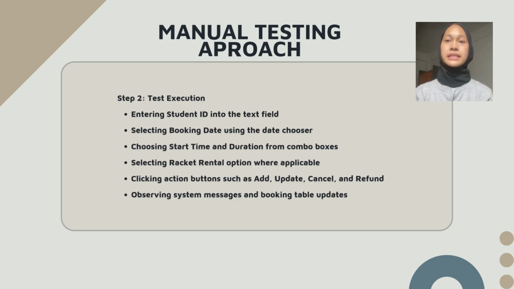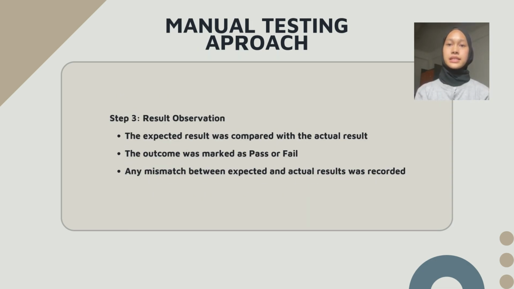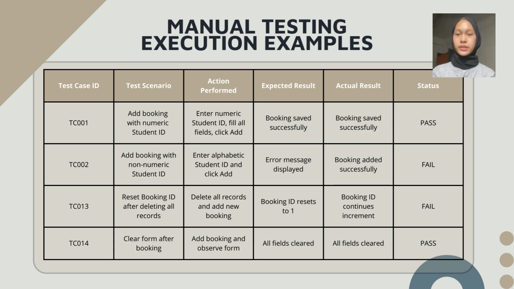Step 2 is test execution, where the actions performed during testing are entering student ID, selecting booking date, start time and duration, choosing record rental option, and clicking buttons like add, update, cancel and refund. And we also observe system messages and booking table updates. Next, for the last step, result observation. The expected results were compared with the actual results and each test case was marked as pass or fail and any mismatch was recorded. So here is the table of test case execution examples.